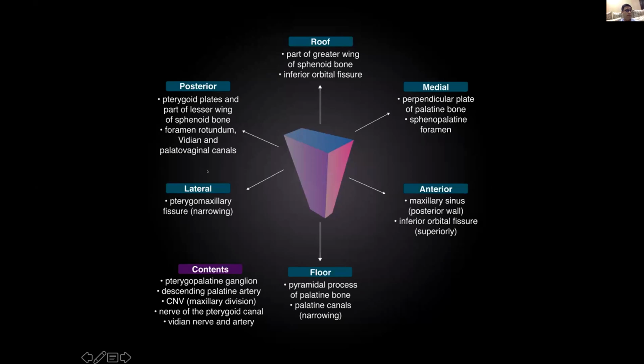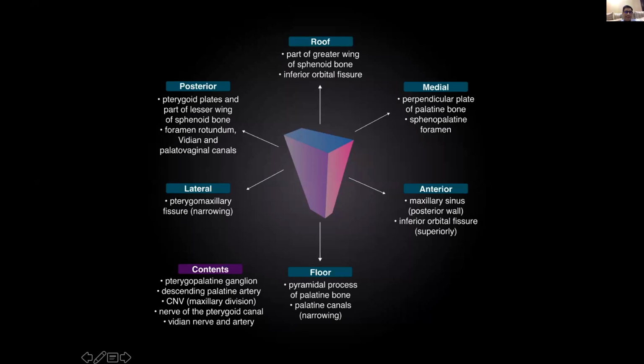Then you have the lateral ones. There is the pterygomaxillary fissure. The pterygomaxillary fissure is in close proximity with the mandibular nerve, so you can have disease spread along the infratemporal fossa into the maxillary division or the mandibular division. So this is the lateral wall of the pterygopalatine fossa.